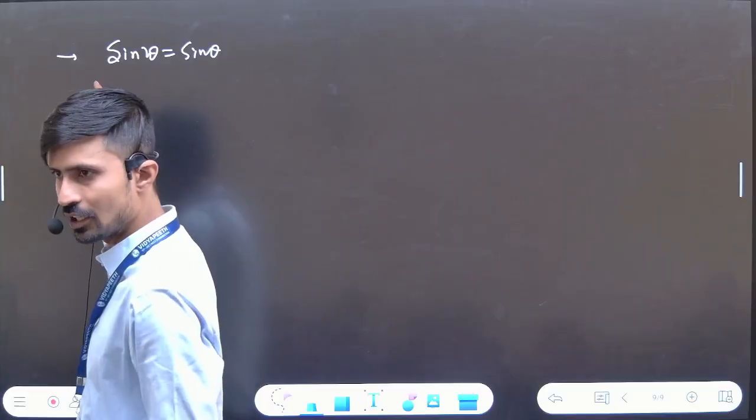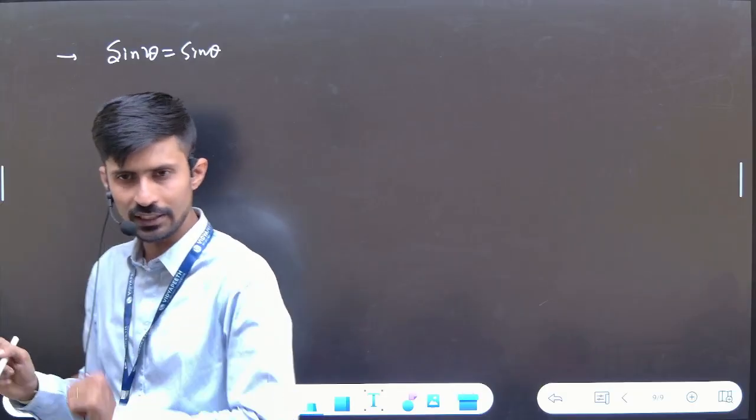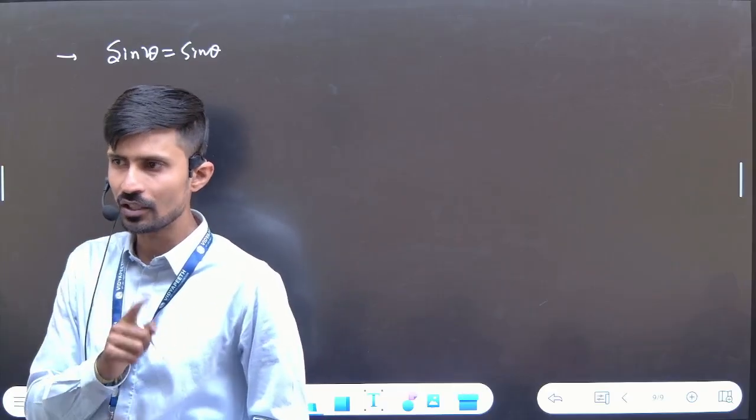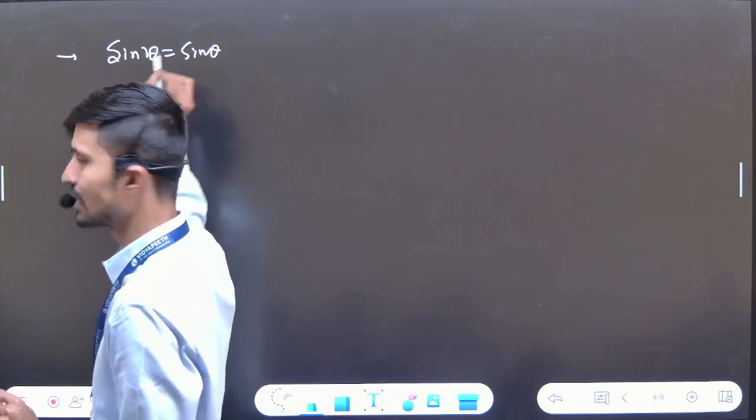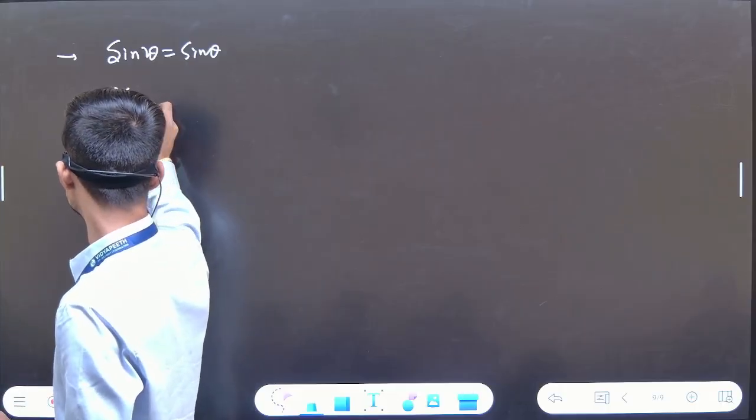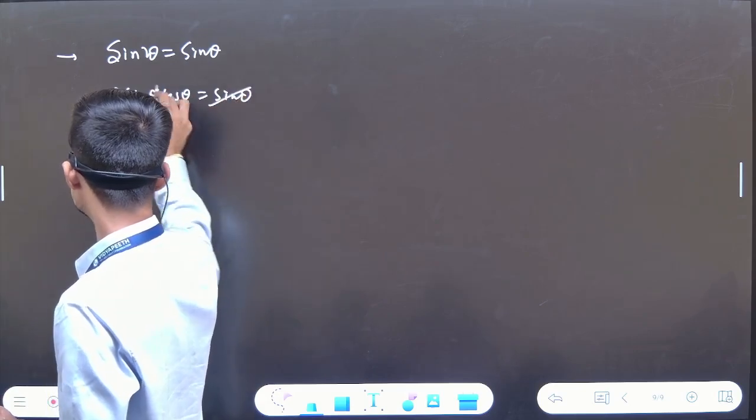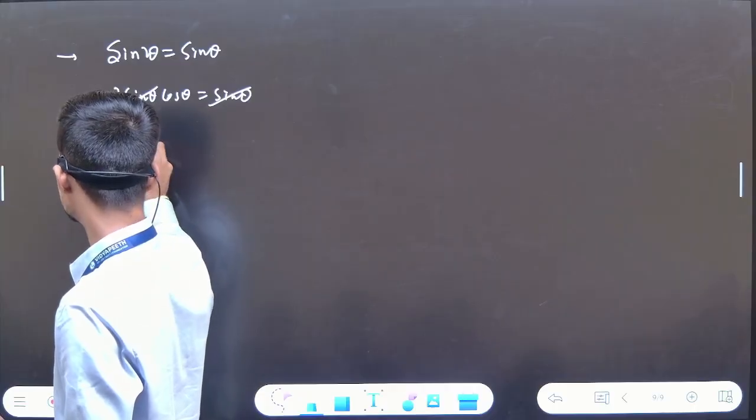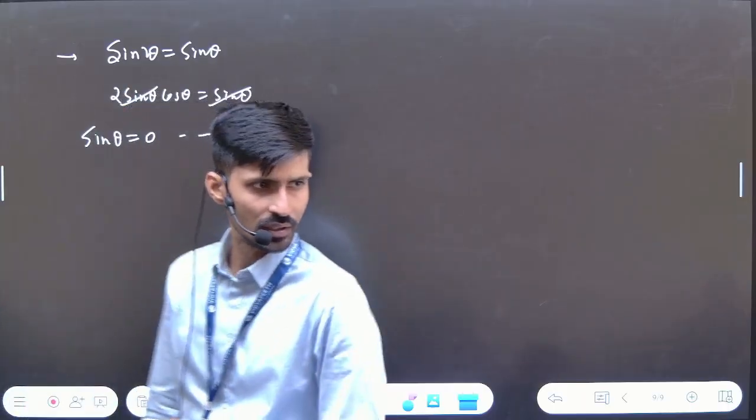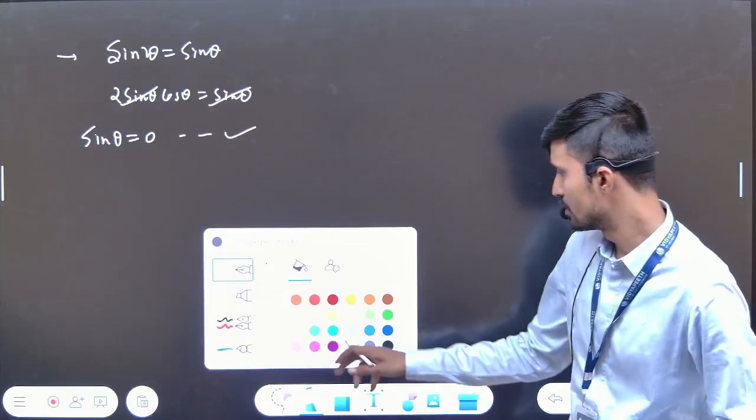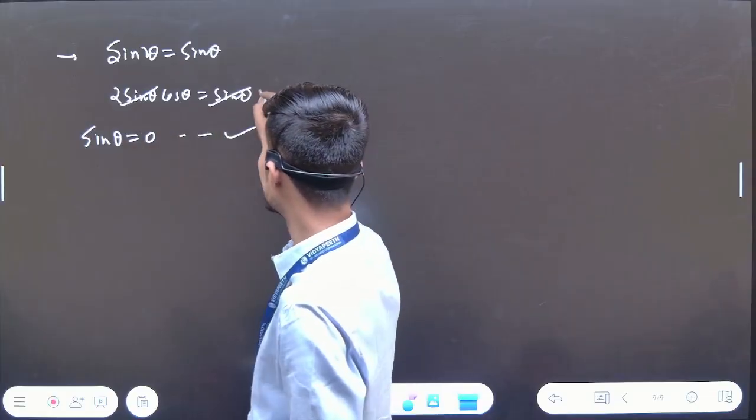So sine 2 theta. Now tell me, when we are changing 2 theta into theta, there are two formulas. One is 2 sine theta cos theta, one is in tan. Which formula will you use? 2 sine theta cos theta will be used because the name is sine. We'll write here 2 sine theta cos theta is equals to sine theta. Now on both sides sine theta will get cancelled. When you cut sine theta, this will also give one solution: sine theta is equals to 0. And from 2 cos theta, when you cancel it will become 1.